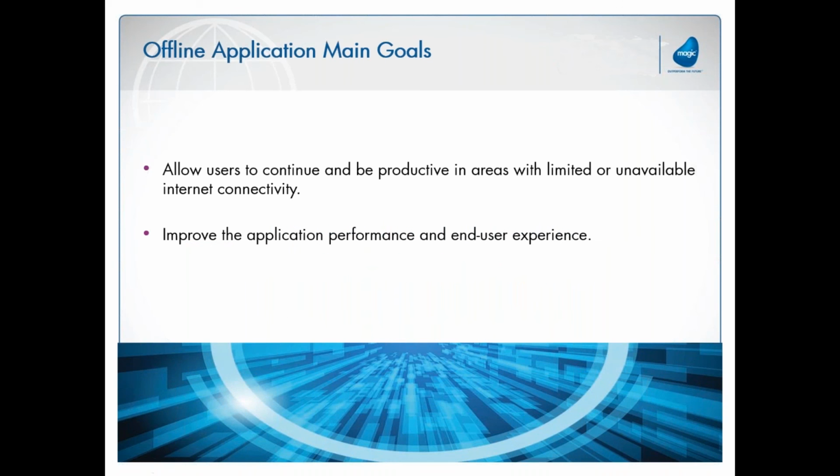Okay, before we start describing how offline is used in Magic applications, let's talk about the goals of offline applications. So the main goal in offline is to allow the user to work on the system or parts of it when the network is not available. And a side effect of this goal is actually to improve the performance, since there is no action to the server and you don't need to download a lot of data each time. So this is the main goal of offline.